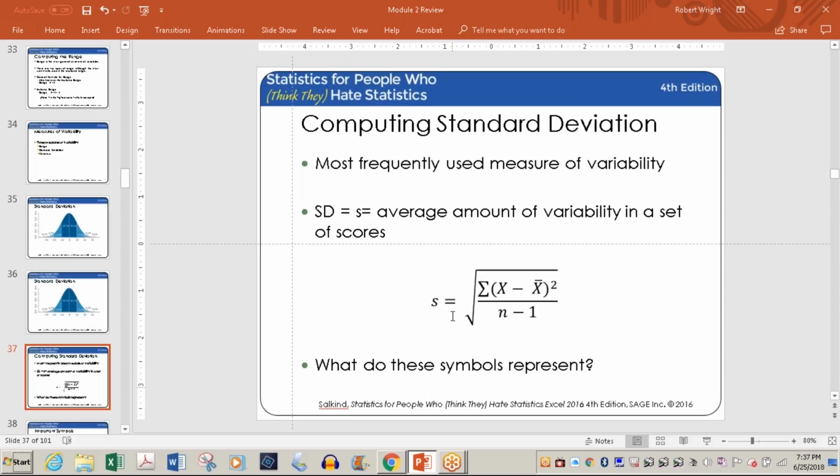Now, something to be aware of: this S stands for standard deviation, as you probably guessed. But standard deviation is also sometimes referred to as capital SD. It is also sometimes depicted as the lowercase sigma. Now, let's not get confused. This is uppercase sigma. Lowercase sigma I'll show you in a second. Uppercase sigma usually means summation, meaning add whatever follows.